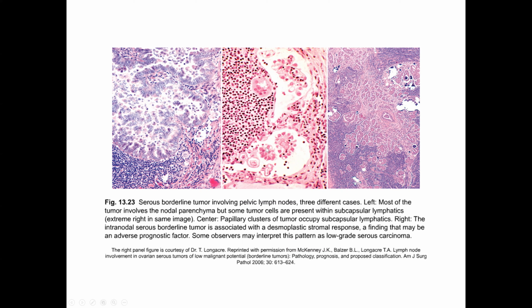Here we see just floating tumor cells within a subcapsular sinus. And then on the right, we see this more desmoplastic response in a lymph node. And so this might be more commonly interpreted as serous carcinoma, low grade, metastatic to a lymph node. And I think once you begin to develop mass displacing or invasive metastases or implants in a node, that's probably the better terminology to use.